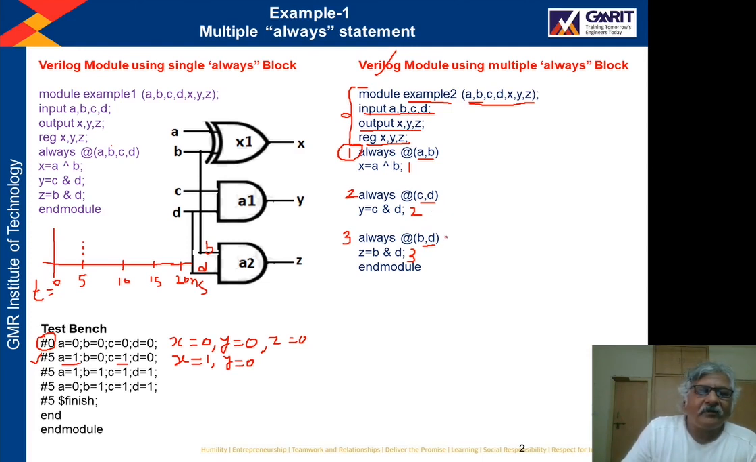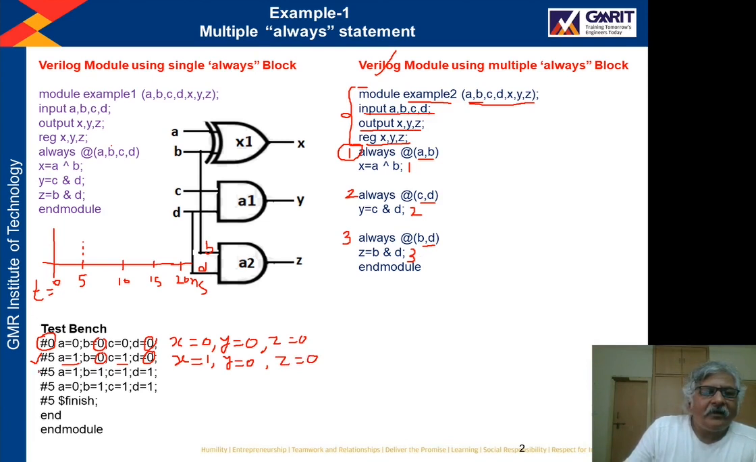Right? But this statement, statement number 2, executes. Now you see the always block number 3. It has B and D in its sensitivity list. But there is no change in the value of B and D, right? Because at 0ns, B was 0, and at 5ns, B is 0. At 0ns, D is 0, and at 5ns, D is 0. So there is no event on B and D. That's why always block number 3 is not activated, and statement 3 will not execute. Whatever the previous value of Z was, it will remain as it is. So Z will remain 0.